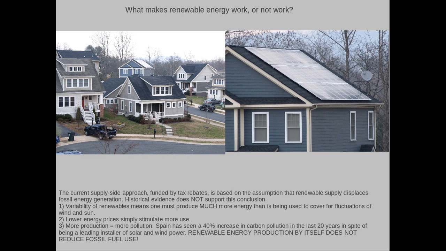For the most part, the way we are using renewable energy is not displacing fossil energy. It's simply being added on to the top of it. Variability means one must produce much more energy than is being used to cover the fluctuations of wind and sun. If you were going to have an electrical grid that was entirely based on wind and sun, you would have to have something about 18 times the size of what we have now.